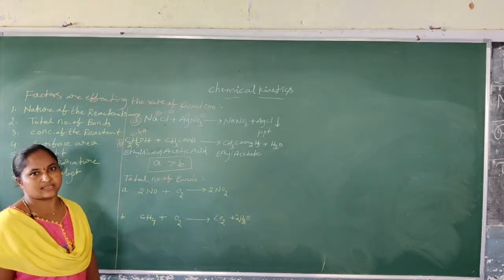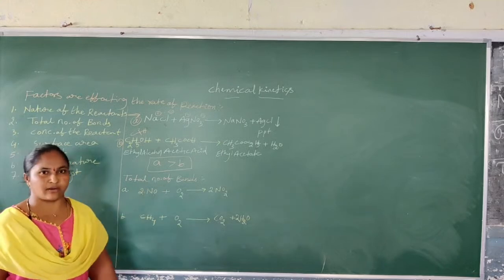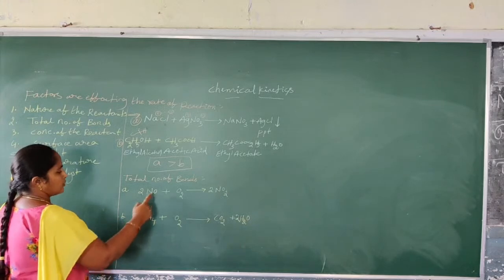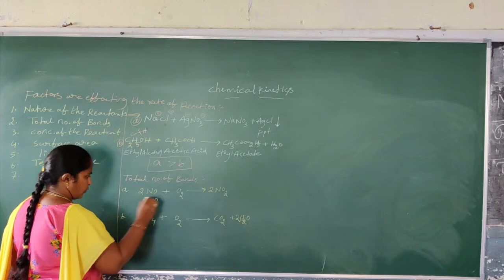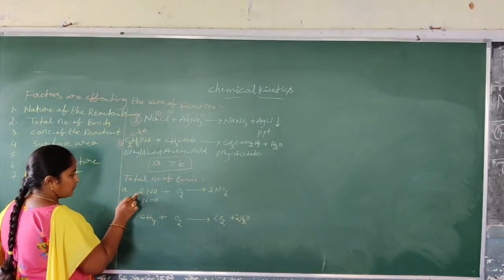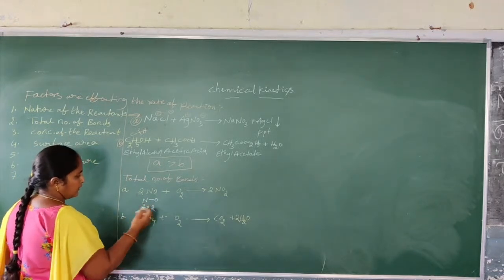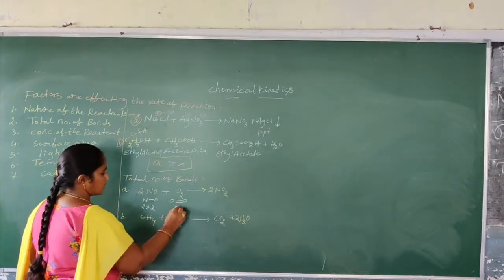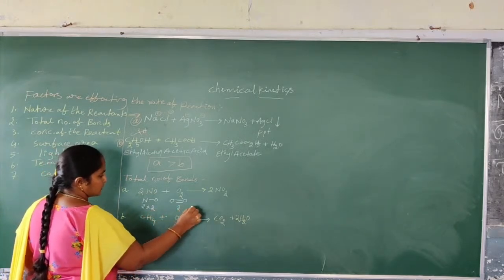Now which is the faster reaction? That can be explained by the total number of bonds between the reactants and products. Nitrogen monoxide has the bond structure N double bond O, so 2 bonds are present. How many moles are there? 2 moles, so 2 into 2 bonds, totally 4 bonds. The oxygen molecule has 2 bonds. 2 into 2, 4, plus 2, 6 bonds are there.